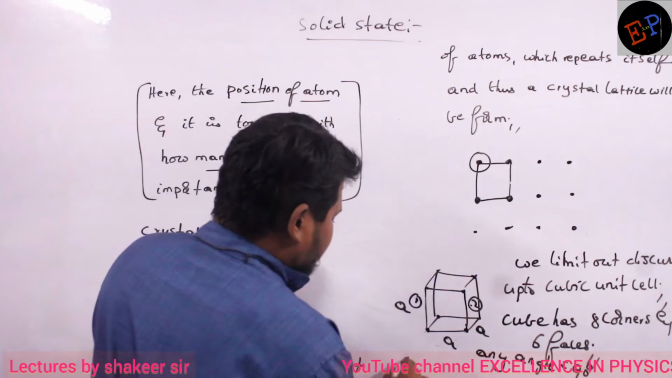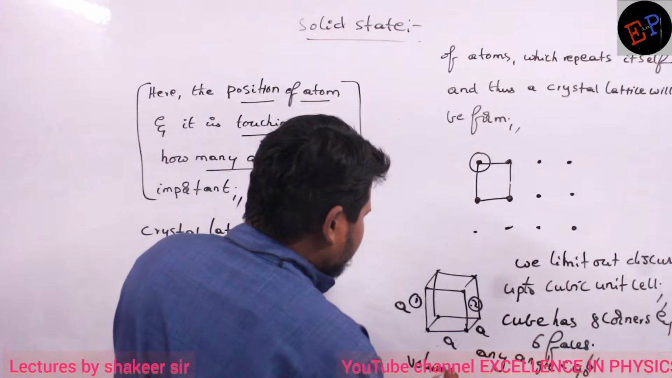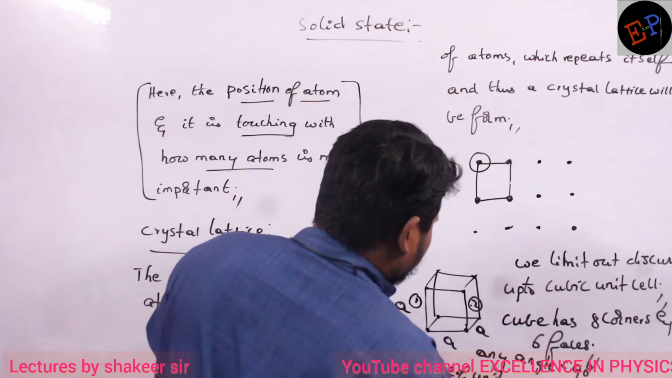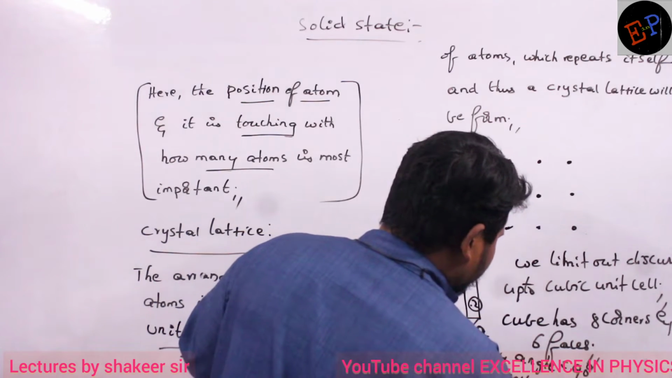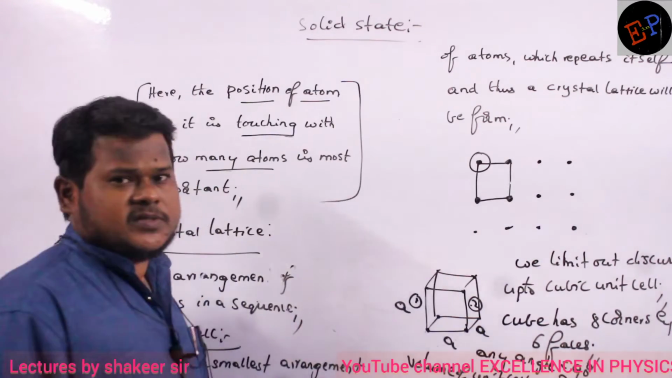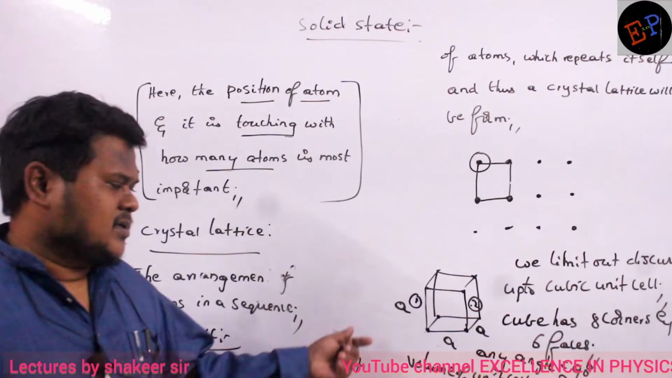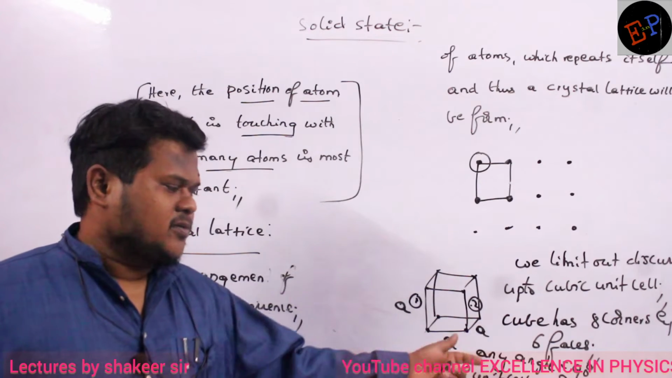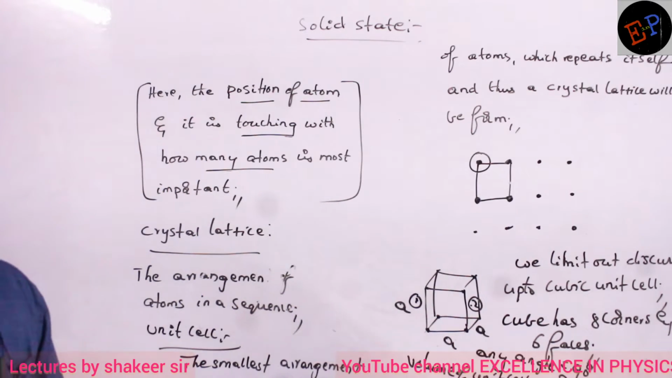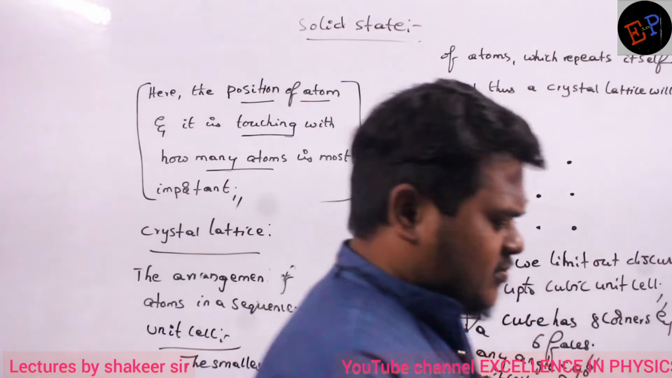So what is the volume of this unit cell? The volume of the unit cell, A cube. The volume of a cube is A cube only. If the length is A, the breadth is A, and the depth is also A, then the volume of this unit cell is A cubed. We are discussing about this one.